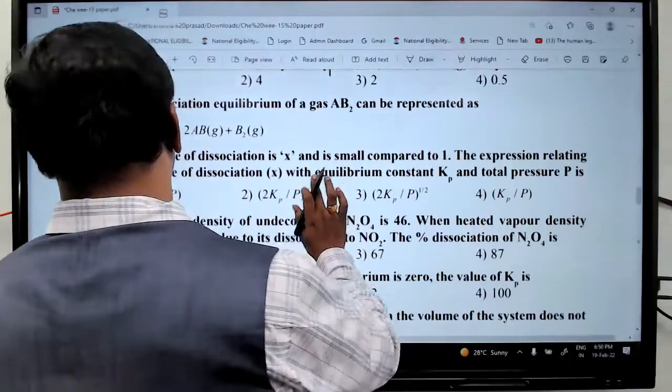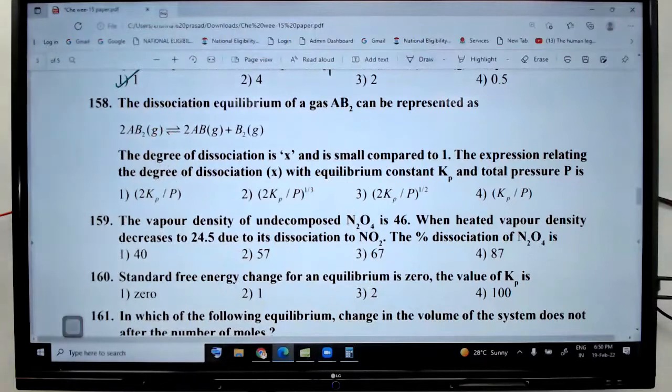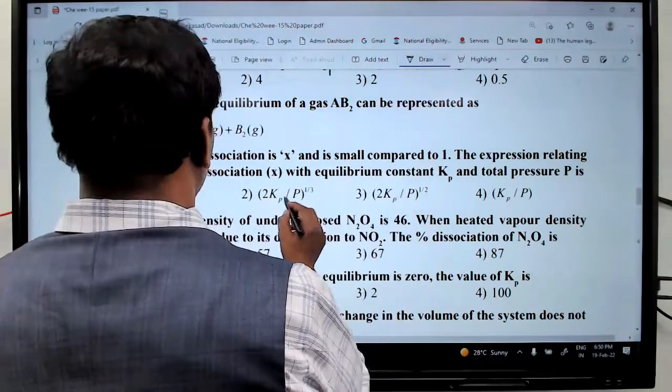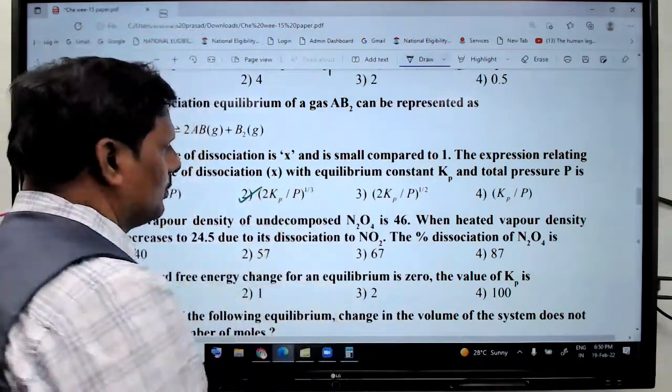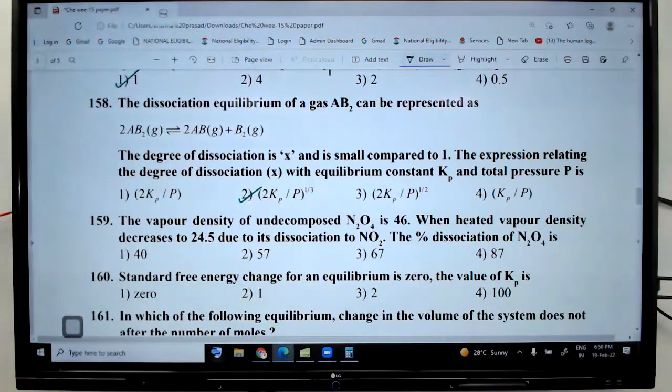Question number 158 was already discussed in the classroom. The same problem is given. Question numbers 153 and 158 I already discussed in classroom. Same as the previous last question only.